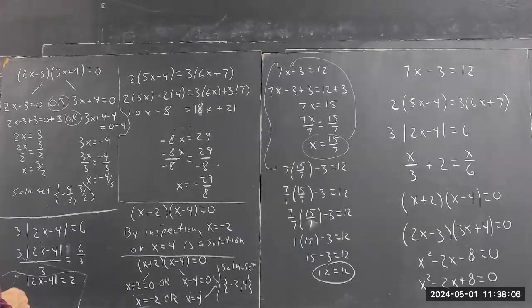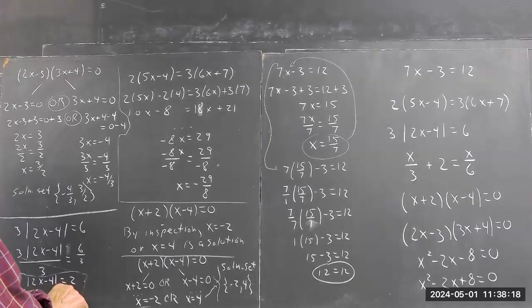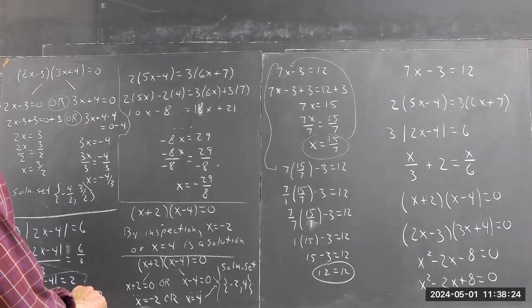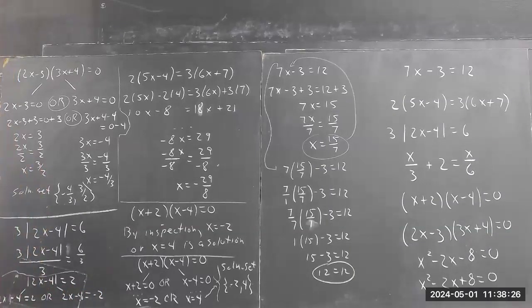So we get 2 equations out of this. 2x minus 4 is equal to 2, or 2x minus 4 would equal negative 2. Now, these are 2 equations that are easy to solve. We get a solution set just like we did here.